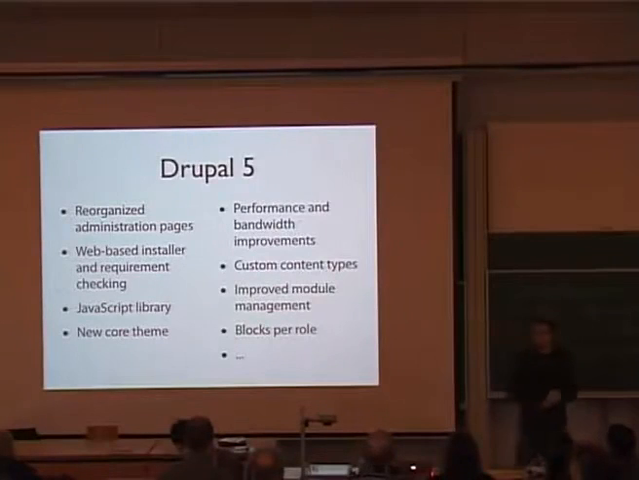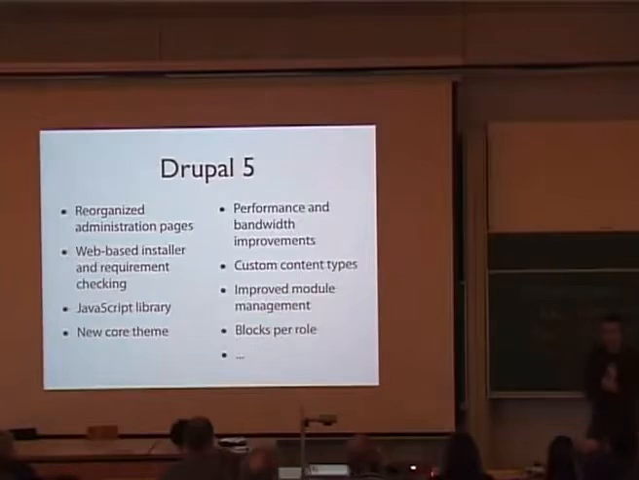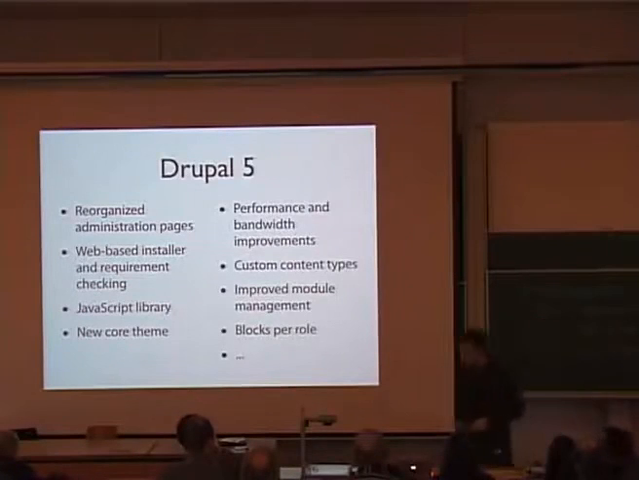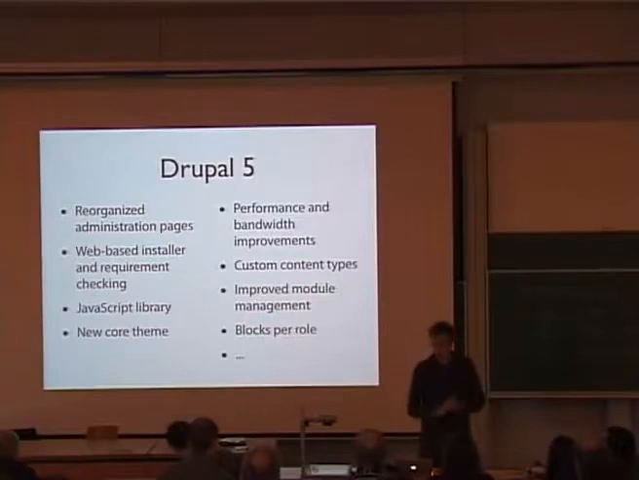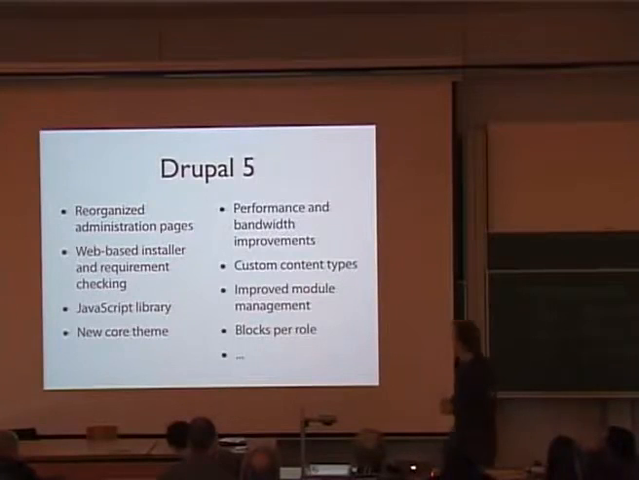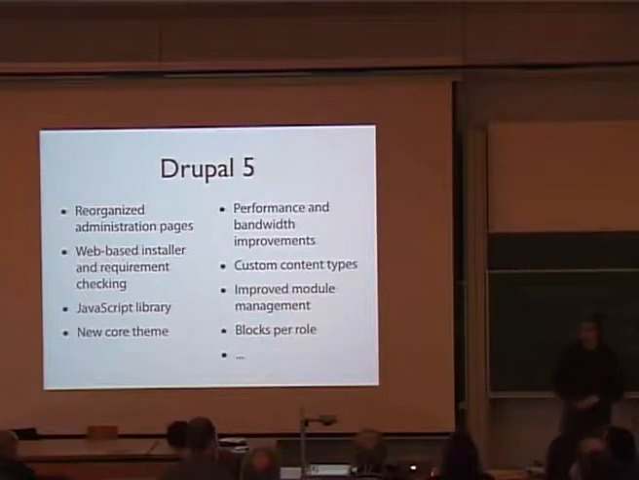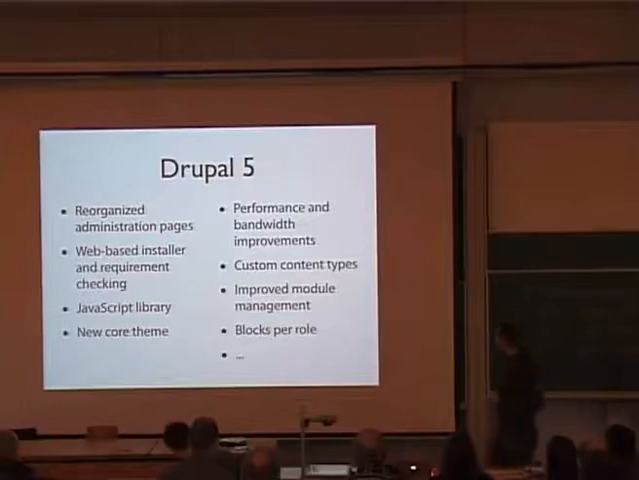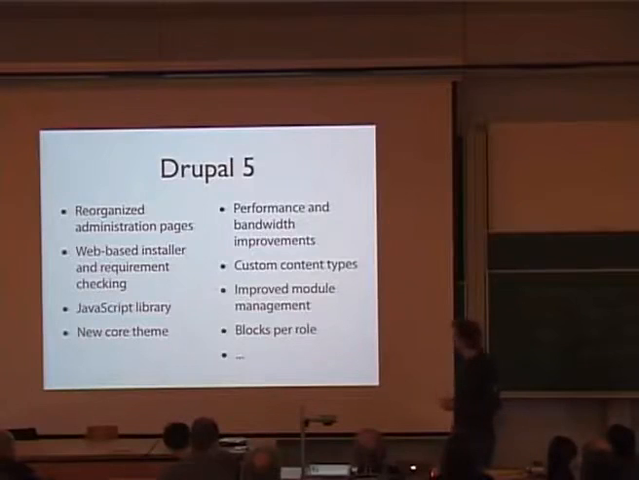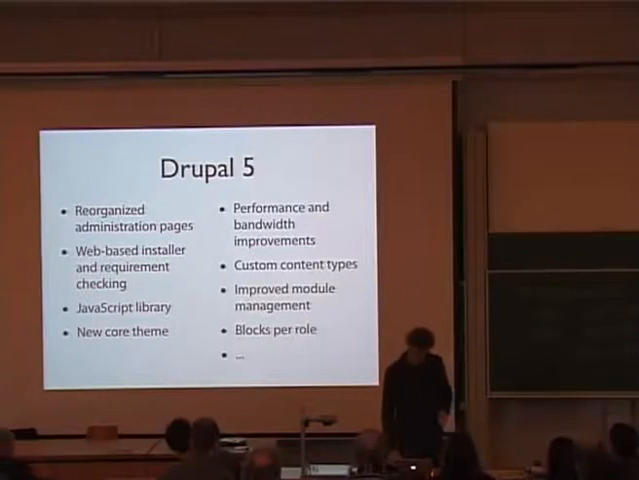We also integrated the JavaScript library. We chose jQuery as our JavaScript library because it's really small and easy to use. We have a new core team. We also made lots of performance and bandwidth improvements. We started integrating support for custom content types, which is the CCK, the Content Construction Kit. We improved the module management and the block system and things like that.